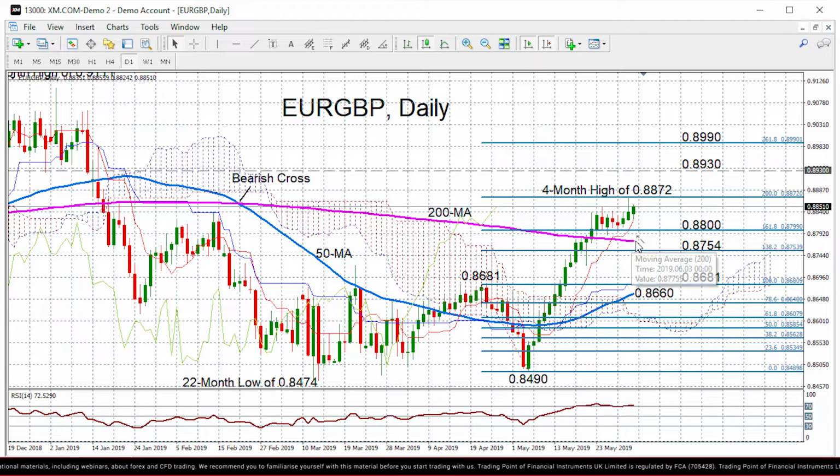In the medium term, though, it's too early to say that we've got a bullish outlook. We still haven't had the bullish crossover between the 50 and 200-day moving averages. So until we've got that confirmation, traders should be cautious about pricing in a new uptrend.